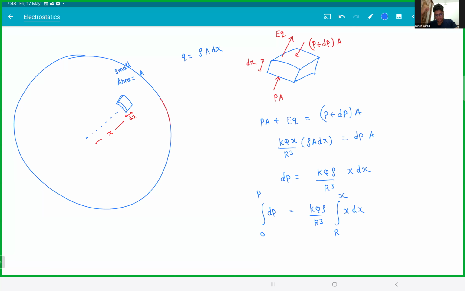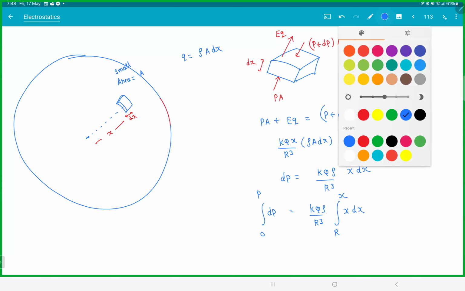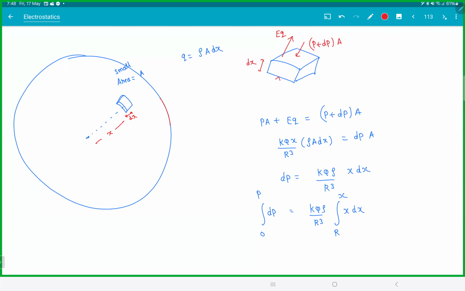So the final answer is rho K Q by 2R cube into R square minus X square, you know? Okay, I'm just having an issue with the sign actually. How do I put it down? Basically, I'm writing it reverse. Let's not write it as pressure. Let's write it as tension. Then later on, we will say tension by area is pressure. Then this is T plus dT.